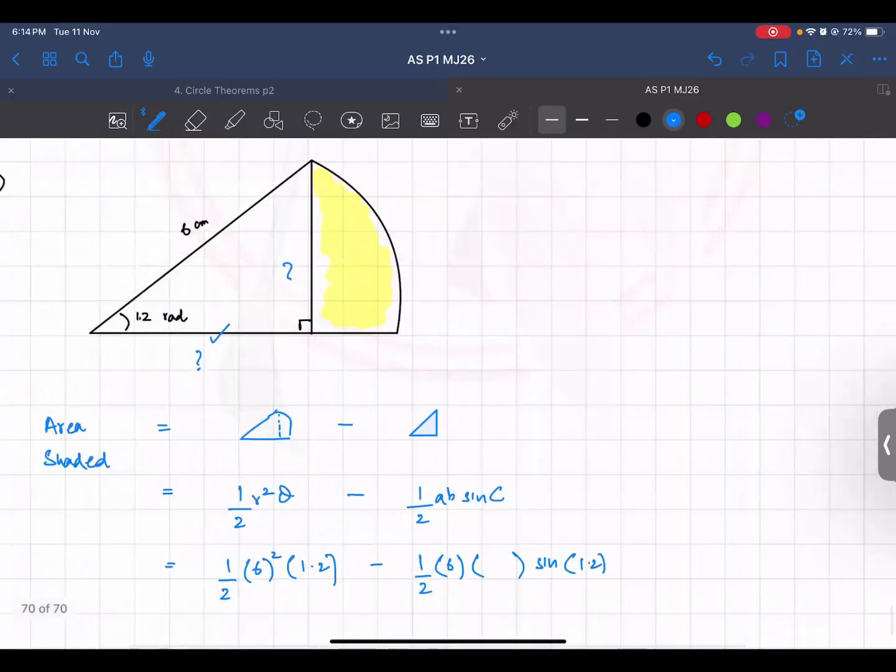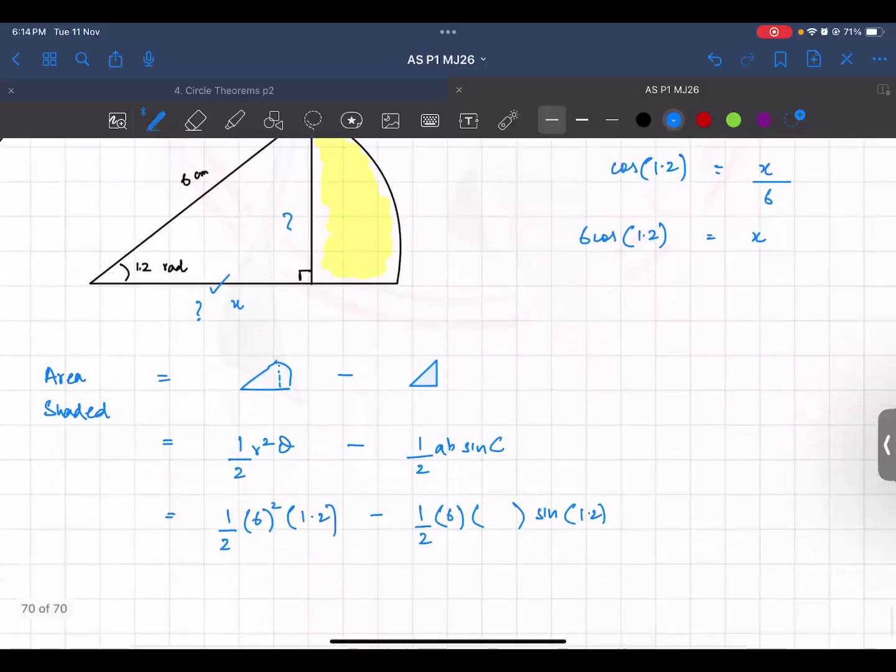Now I can use SOHCAHTOA, basic SOHCAHTOA, to find the base of this right angle triangle. So I can use cos: cos of 1.2 radian is equal to adjacent, let's call this x, upon hypotenuse, which is 6. So x will be 6 cos 1.2. So this I can replace over here, 6 cos 1.2.